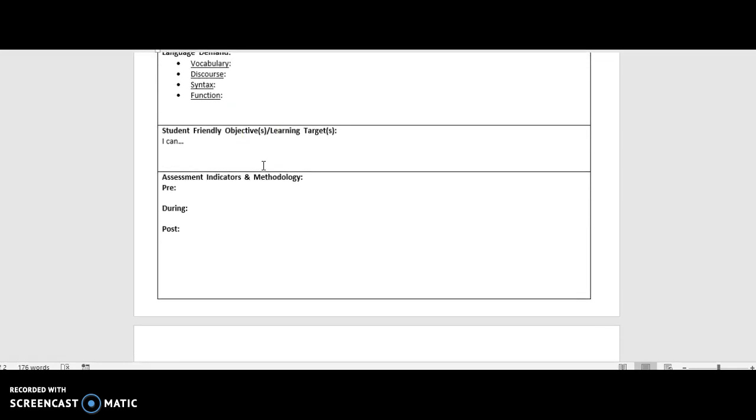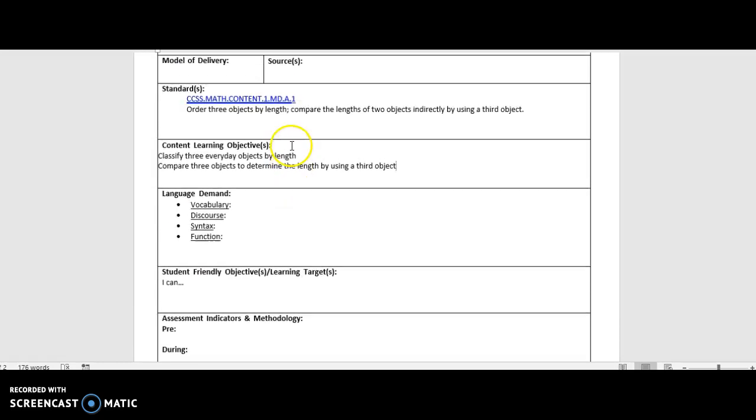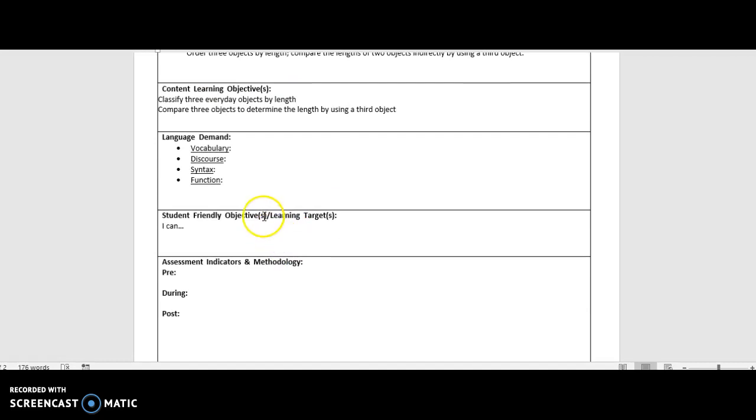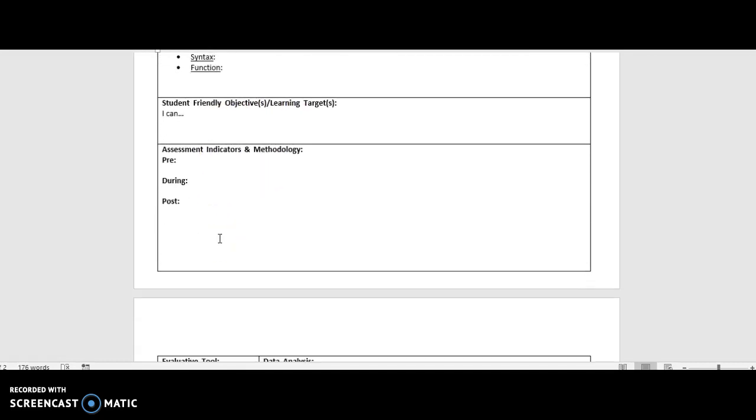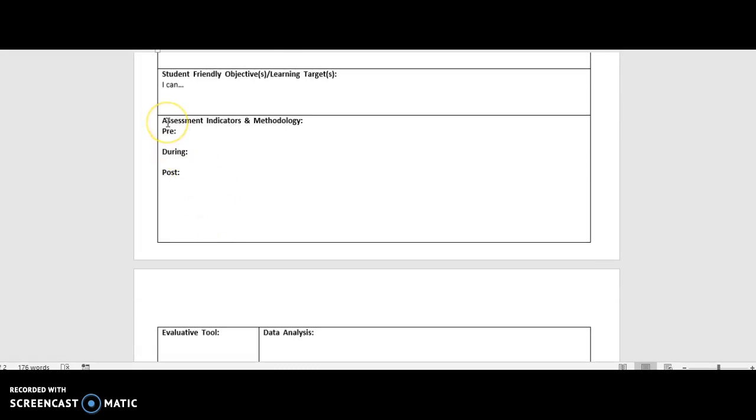All right, so then your student-friendly objectives are the I cans. So it's really just your learning objectives from up here, written in language that you know the kids are going to understand without necessarily having to teach them all the new vocabulary. Next box is your assessment indicators. So how are you going to assess them with a pre-test, how are you going to assess them during, and how are you going to assess them with a post-test.